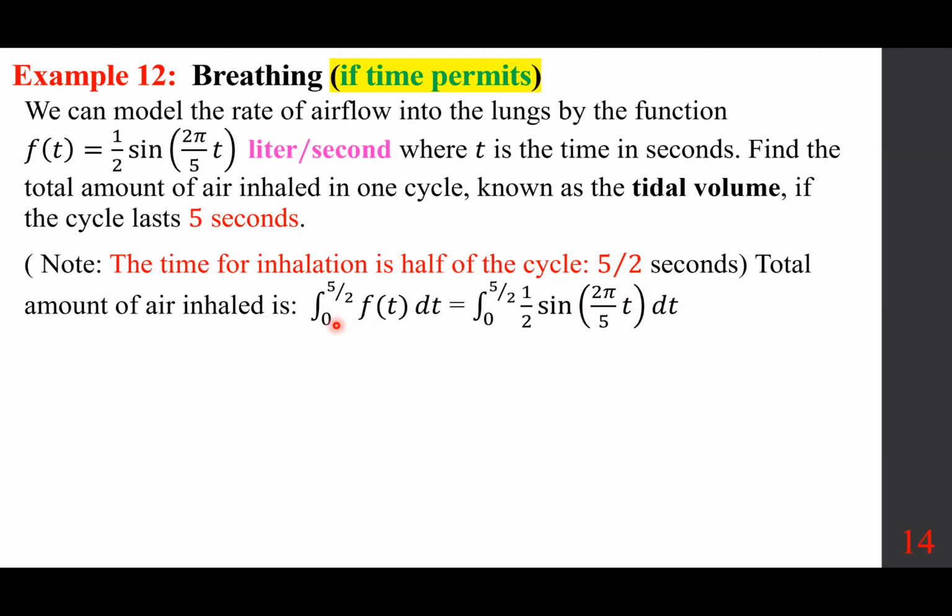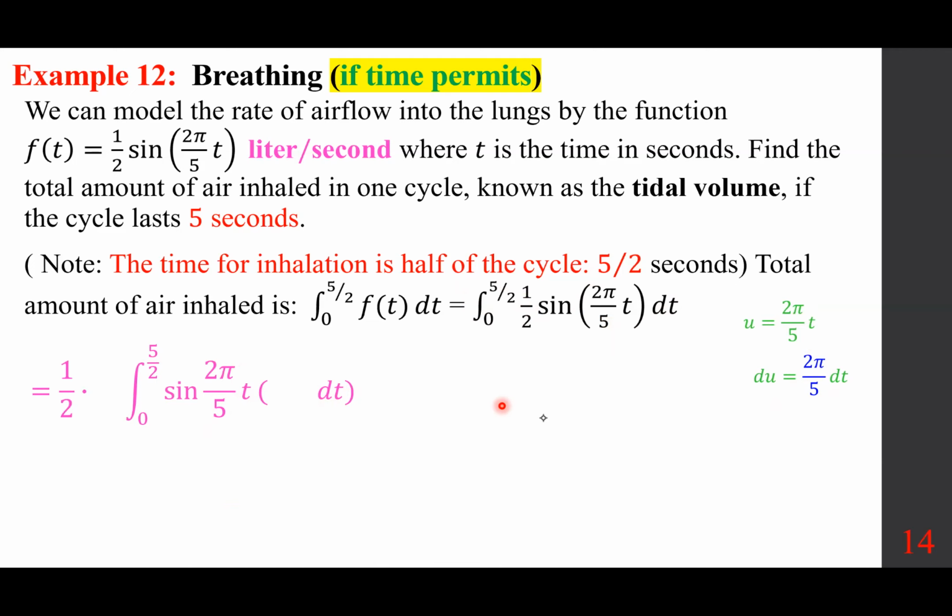Therefore, the total amount is the integral from 0 to 5/2 of f of t dt, where f of t is 1/2 sine of 2 pi over 5 t. So we want to find that. To evaluate this integral, we let 2 pi over 5 times t be u, and then du would be 2 pi over 5 times dt. So we let the argument of sine be u, and du is 2 pi over 5 dt. So when you look at this expression, you can keep the 1/2 out. And then sine of 2 pi over 5 t, you can put the t in parentheses, it doesn't matter, and dt, the whole thing.